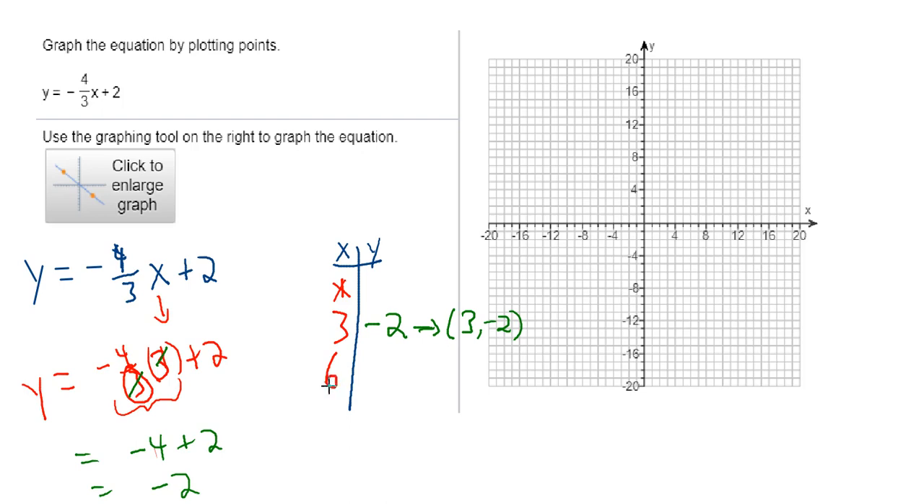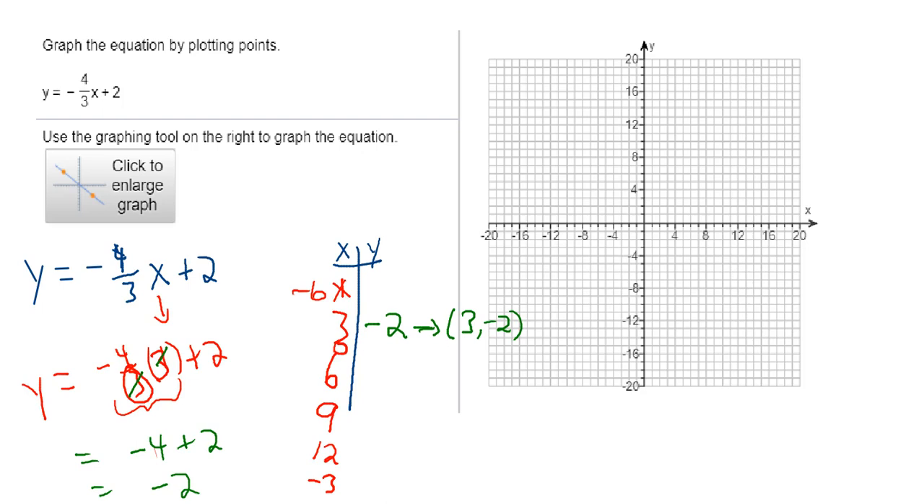6 would be a good choice because 6 is divisible by 3, so it'll work out nice if you plug in 6. 9 would be a good choice. 12 would be a good choice. Going back the other direction, -3, -6. So we'll put -6 up here. And as always, almost always, 0 would be a good choice. I'm going to squeeze 0 in somewhere right here. So any of these values would be good choices for x. That'll work out nice with that fraction that's there.